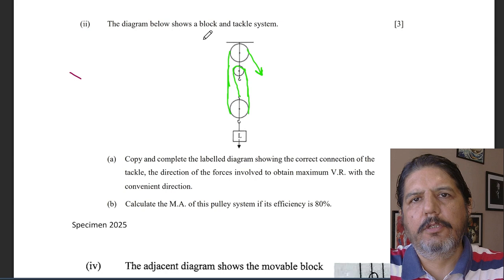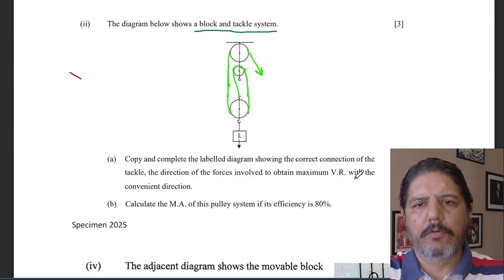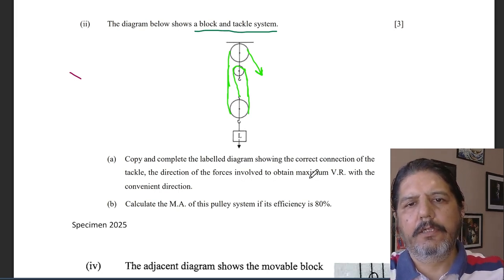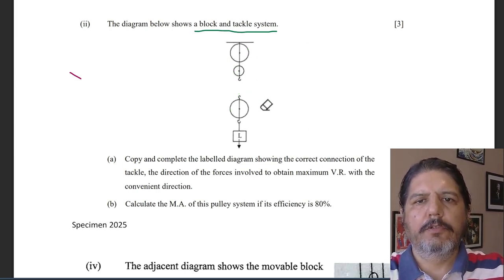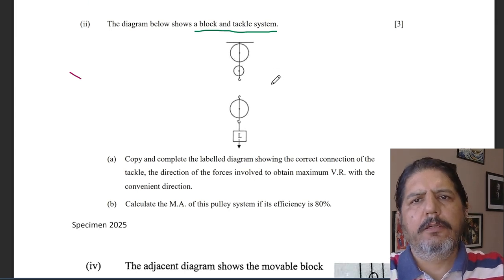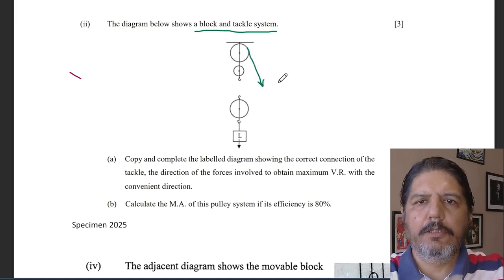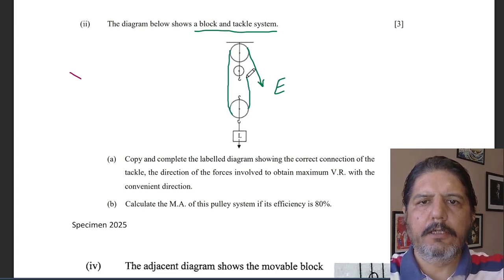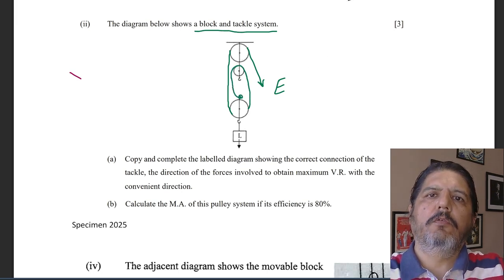So let's go to the next question. The diagram shows a block and tackle system. Complete the following labelled diagram showing the correct connection of the tackle, and the direction of forces involved, to obtain maximum VR with the convenient direction. So this is how the question was given. This is an easy question. Most of you who would have gone through the chapter would be able to do it. So this is where the effort would be here. This is the string, and that is how it is wrapped. So this is how it will look.